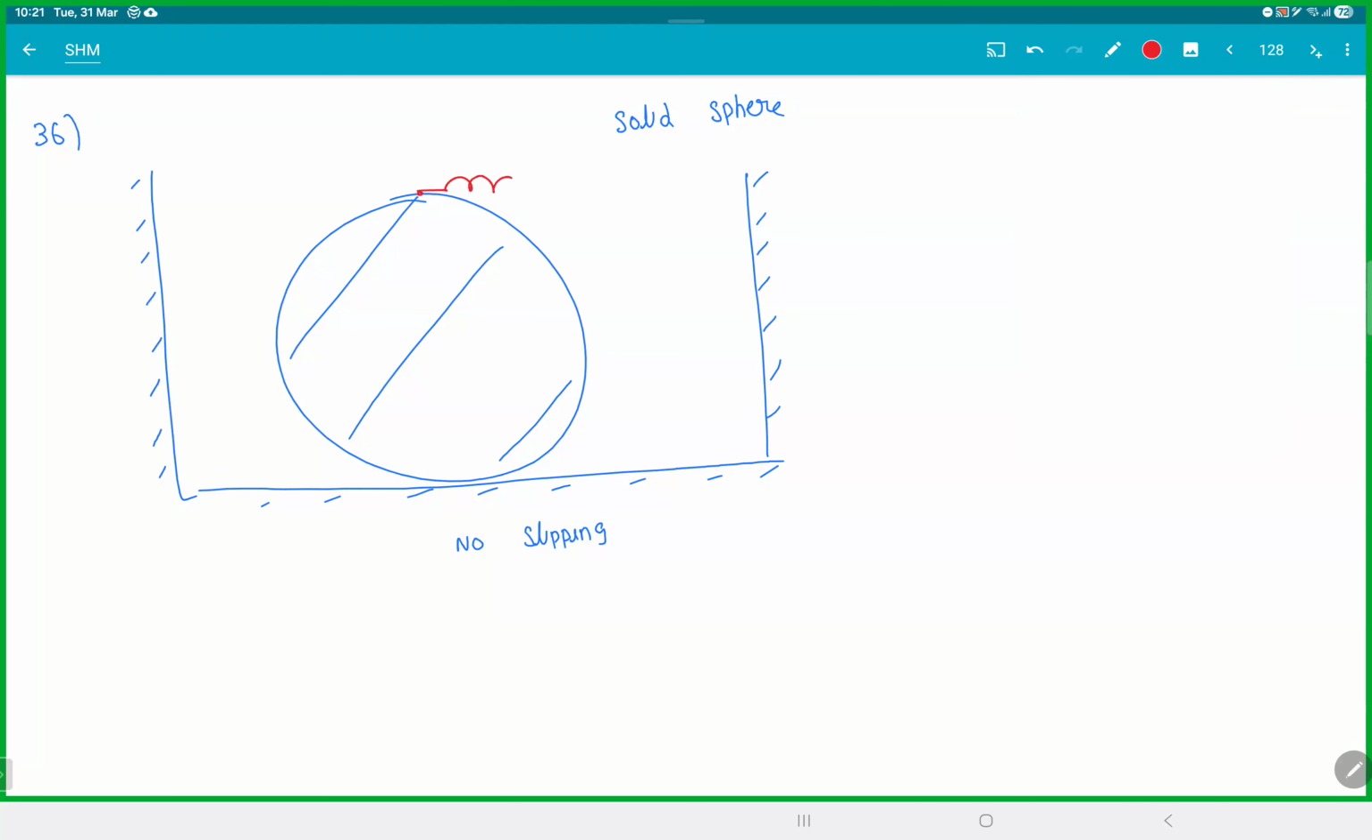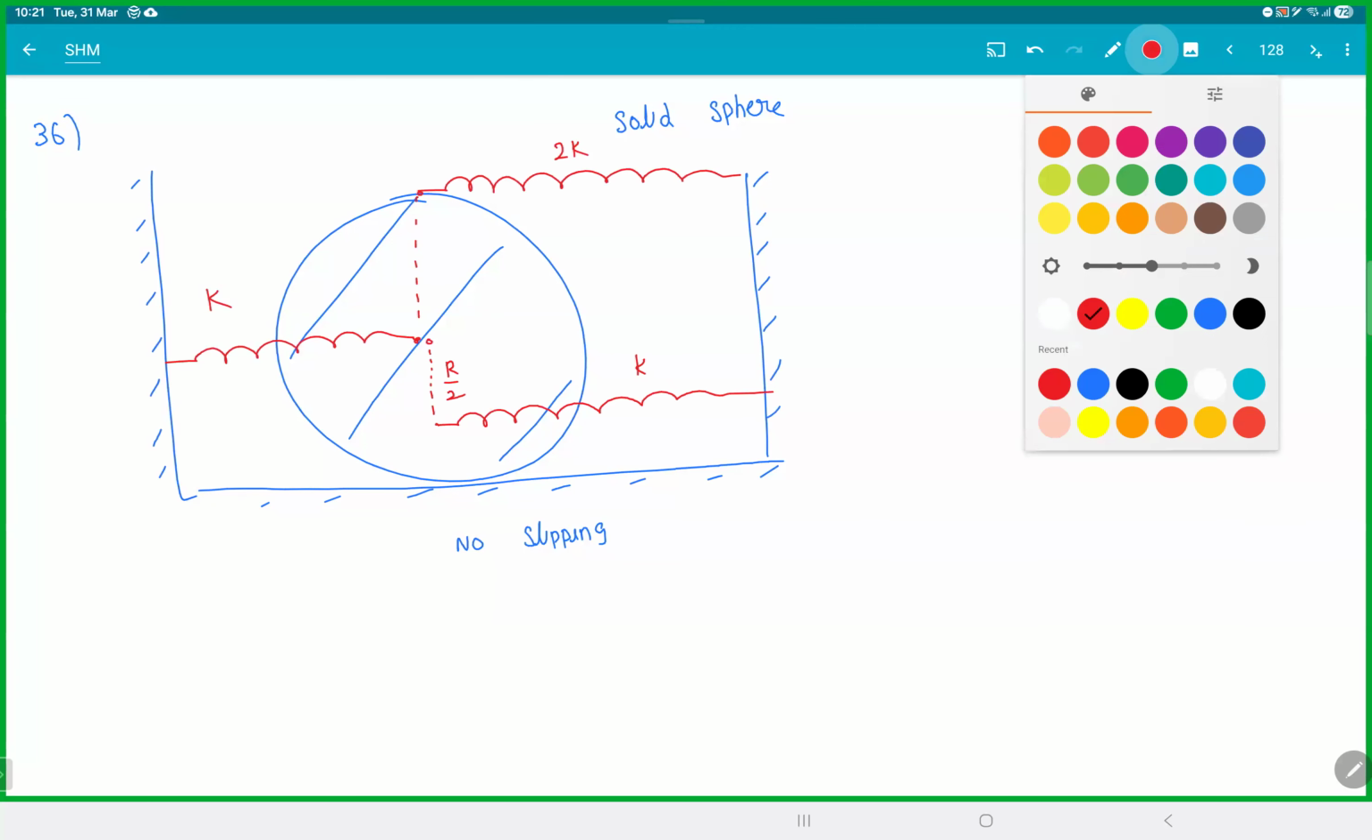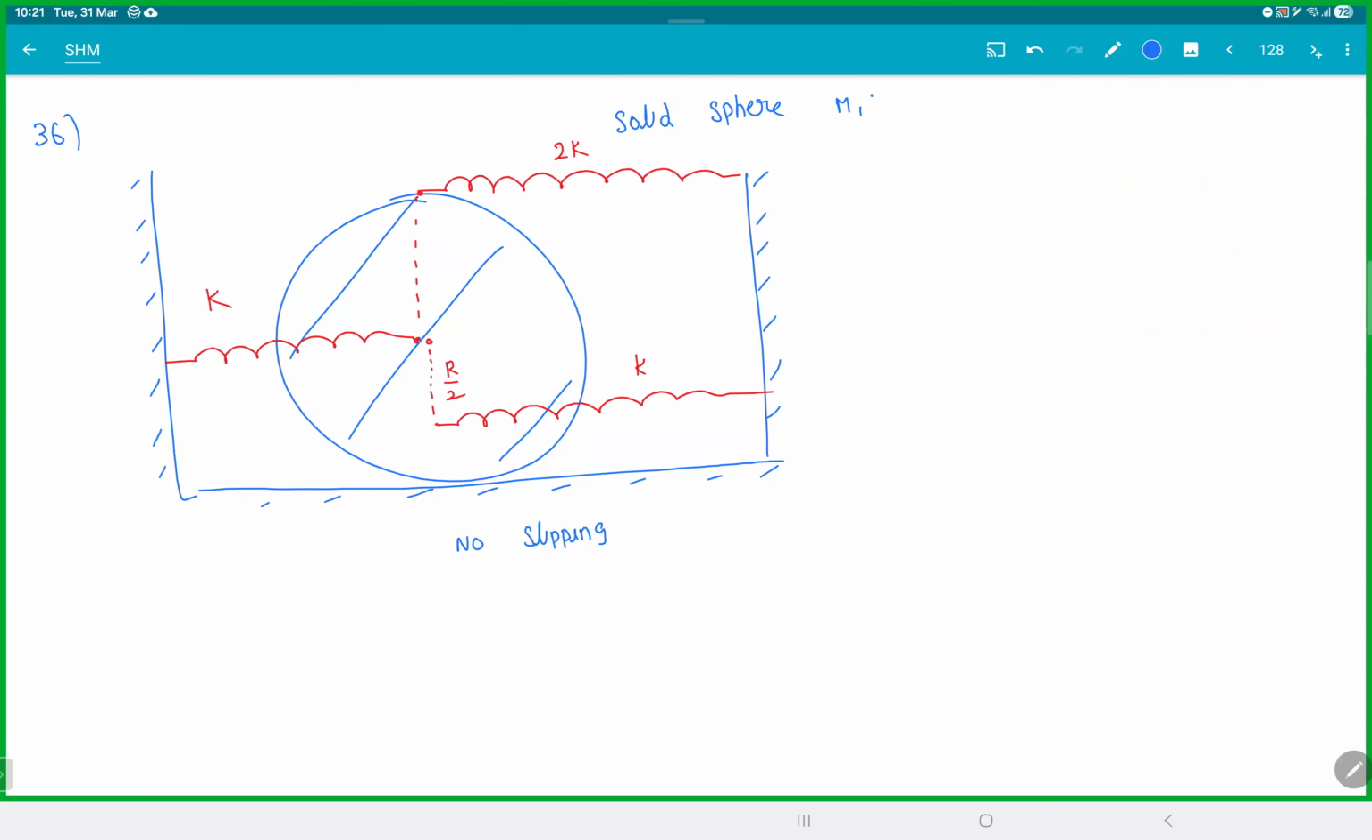We have one spring on the top, 2k. We have one spring in the center, k. We have one more spring here, k. This distance is r by 2. Find the time period for small oscillations. You connected 3 springs, one on the top, one in the center, and one below the center at r by 2.